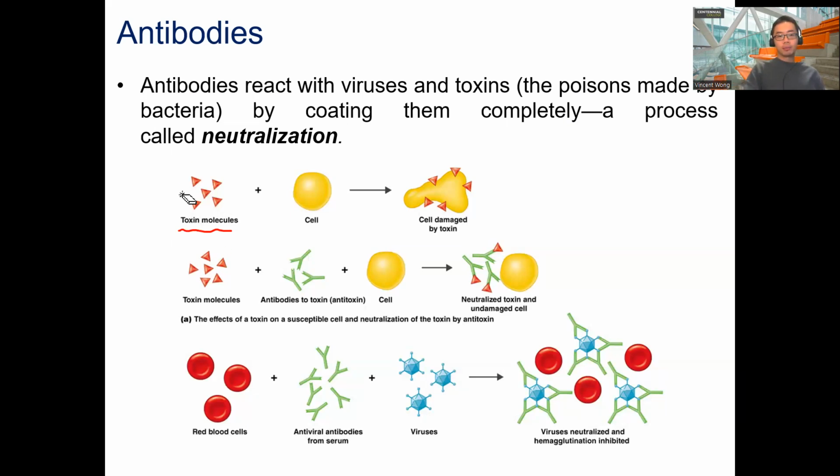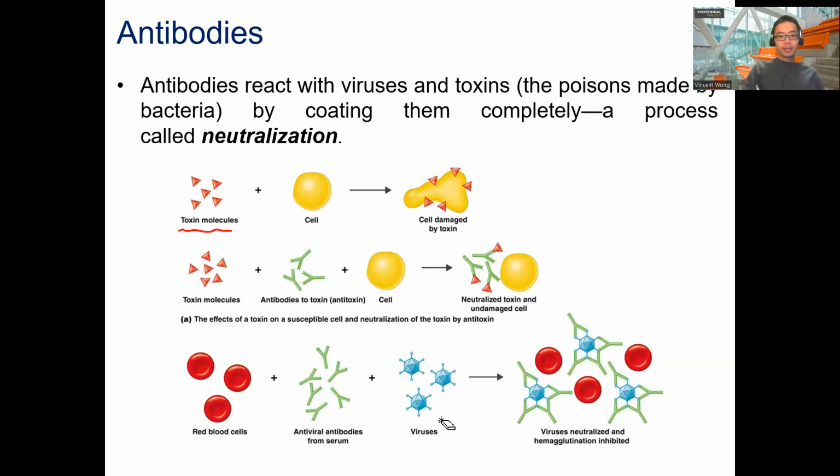In the presence of these bacterial toxins, it's going to damage the cell, perhaps kill it off. But if you have antibodies, the antibodies will bind to the toxin and neutralize them. That is also something that could happen when you get bitten by a snake. You can get serum, which would help neutralize the toxin, the venom.